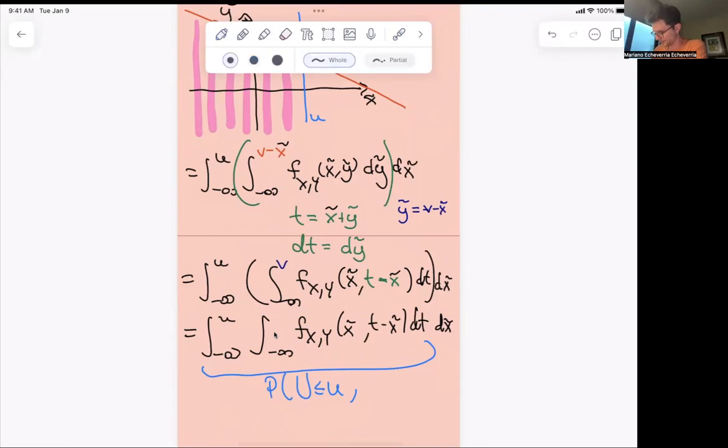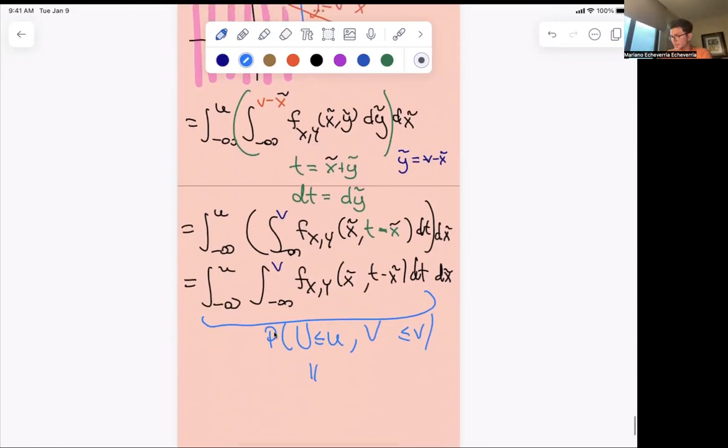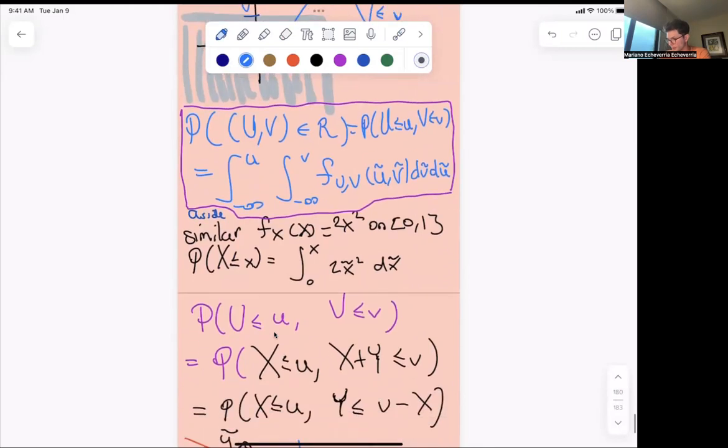No, it's fine. Perfect. Okay, so this is the probability that u plus v is less or equal to v. Sorry, x plus y, or v is less or equal to v. But at the same time, this is just the same as what we had written before.